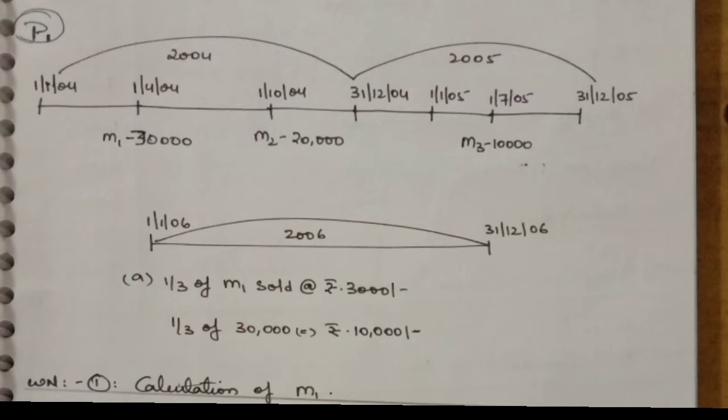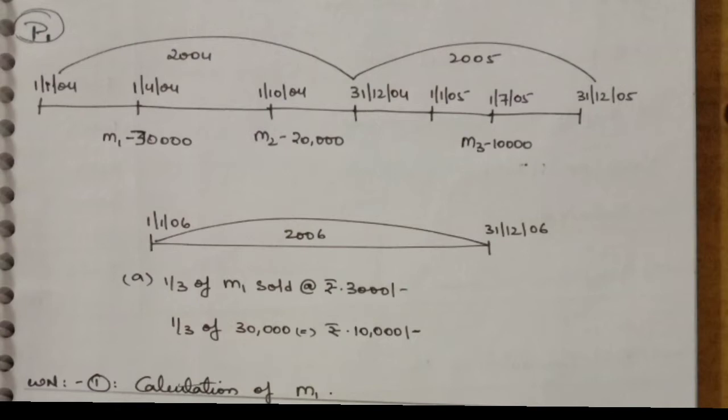the question next, that is on 1st October 2004 you have purchased another machinery with amount of rupees 20,000. So M2 20,000 on 1st October 2004. So after 1st October 2004 there will be the due date, that is 31st December 2004, on which date we need to calculate the depreciation.